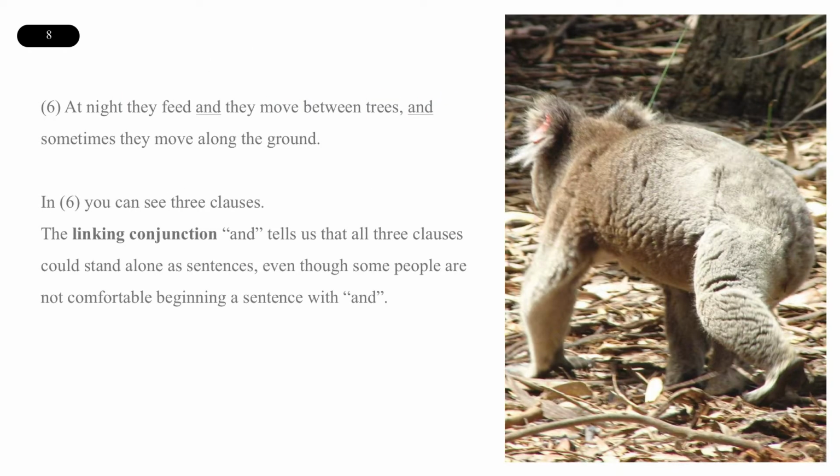Here's a sentence about koalas. At night they feed and they move between trees, and sometimes they move along the ground. So in sentence 6 here, you can see 3 clauses. The linking conjunction and tells us that all 3 clauses could stand alone as sentences, even though some people are not comfortable beginning a sentence with and.